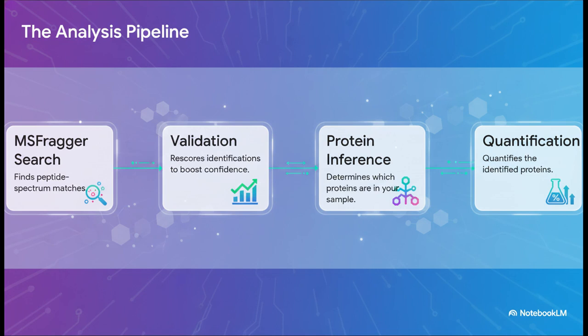First, it uses the super-fast MSFragger to search for matches between your data and that protein dictionary. Then, it validates all those matches to really boost our confidence. After that, it does protein inference, which is basically just figuring out which proteins are really in your sample. And finally, it quantifies everything. It's a completely automated end-to-end process.